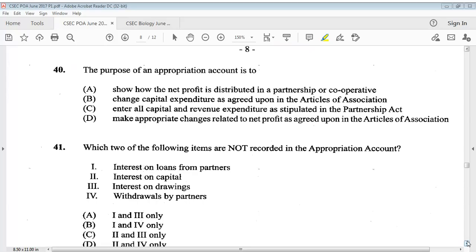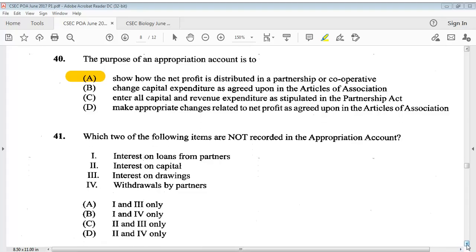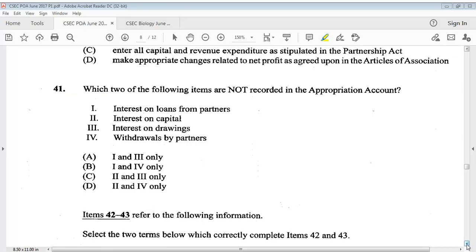40 says the purpose of an appropriation account is to, the answer is A, to show how the net profit is distributed in a partnership or cooperative. 41 says, which two of the following items are not recorded in the appropriation account? 1, interest on loans from partners. 2, interest on capital. 3, interest on drawings. 4, withdrawals by partners. This is another repeated question, so we know the answer is B, 1 and 4 only.